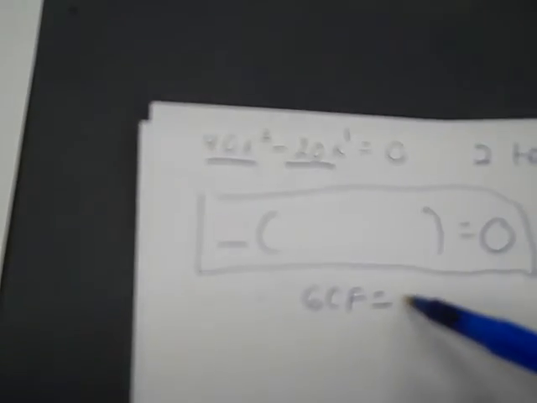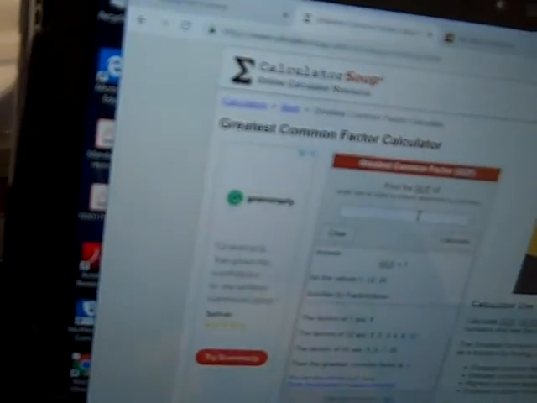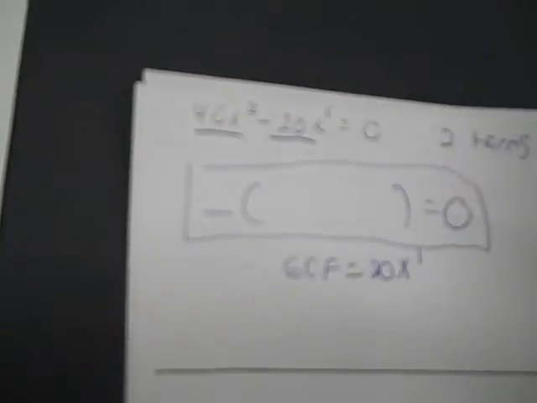Okay, GCF, the 40 in front's positive, so the GCF's positive. And then I have two lines. They both contain X of some power. The smallest power is 1. Okay? And then 40 and 20. Calculate it, and I got 20. So 20x to the 1, kick him out, parenthesize, and then 20x to the 1, 20x to the 1.